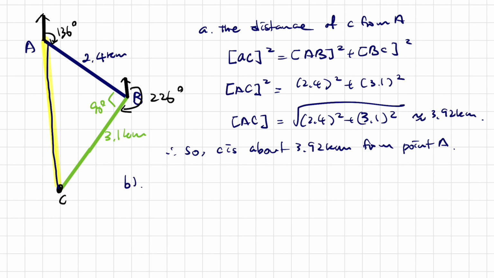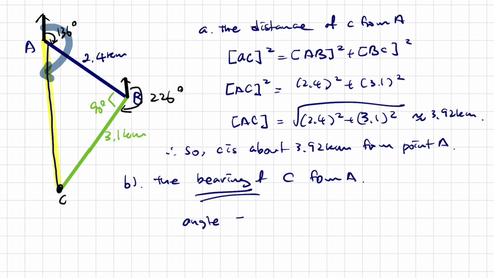Then question B, we need to find the bearing of C from A. Bearing of C from A means we are trying to find the angle between the true north line and the line that is created between the point A and C. So the bearing of C from A means we are trying to calculate the angle that is created or measured in degrees.